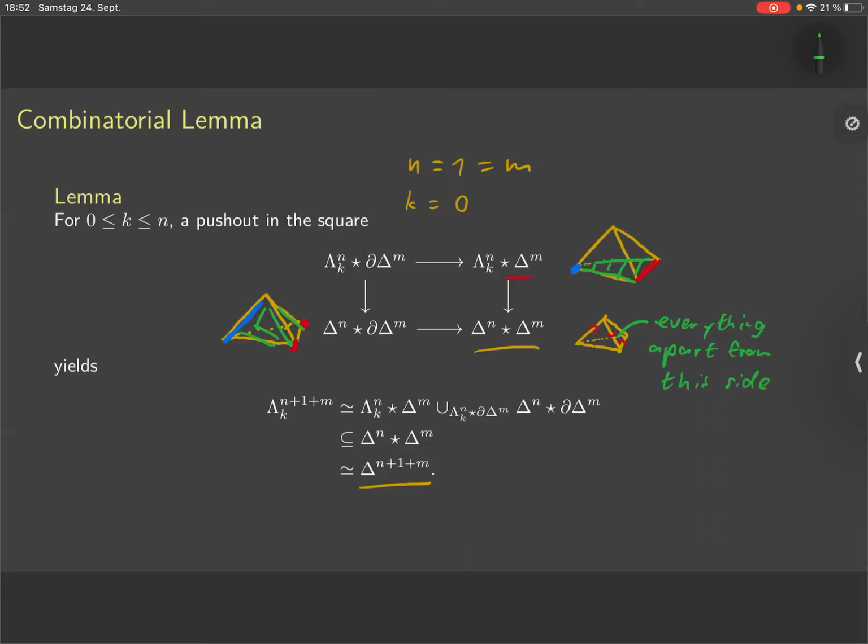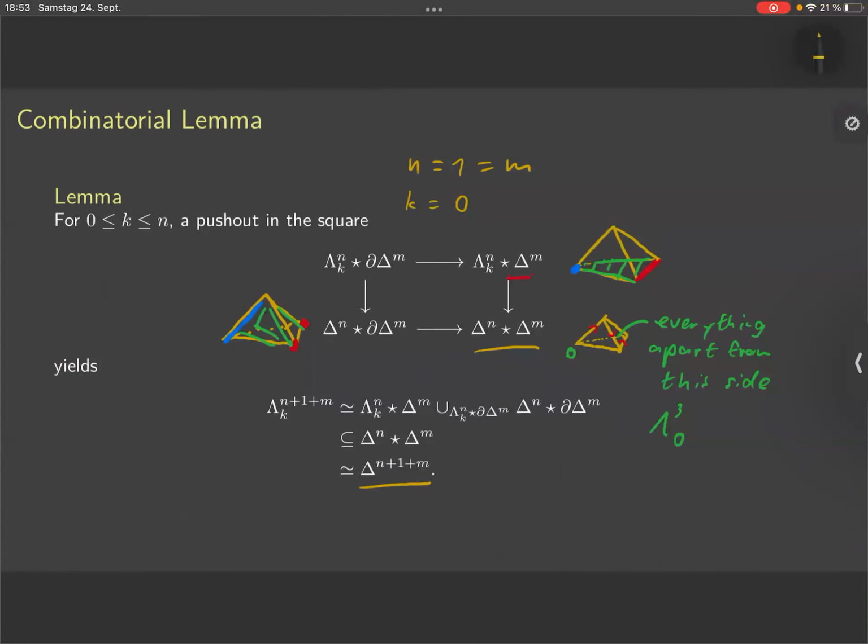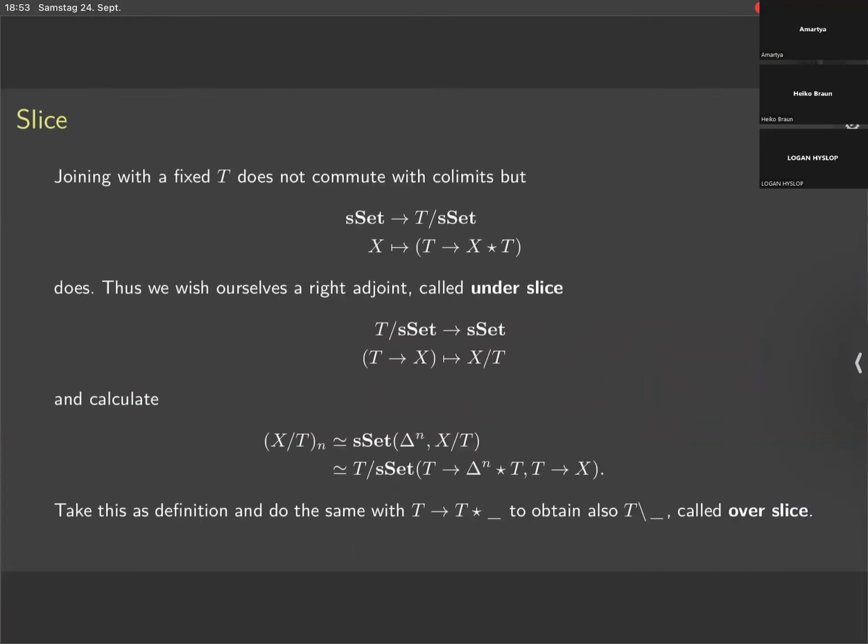So this is the lambda dv 0 horn, because here we have the 0 edge. Okay, does this make sense? Any questions? Okay, now let's see what we do with this.